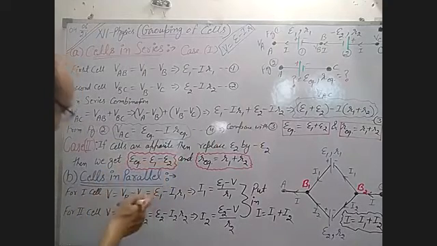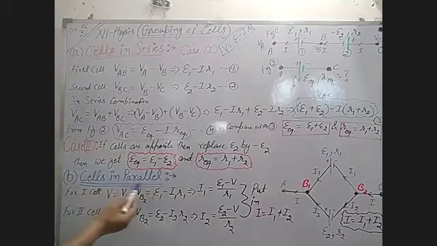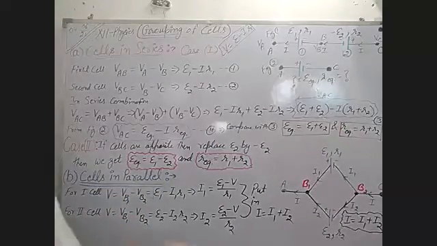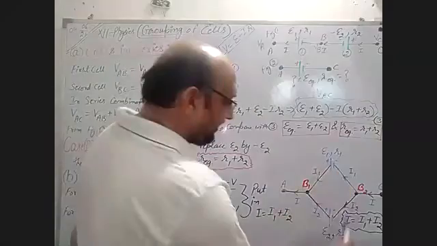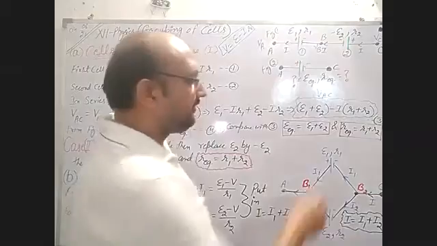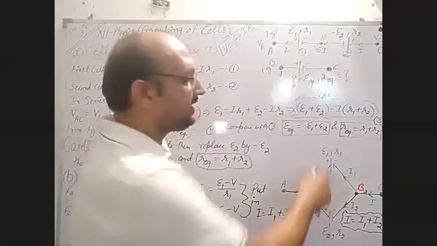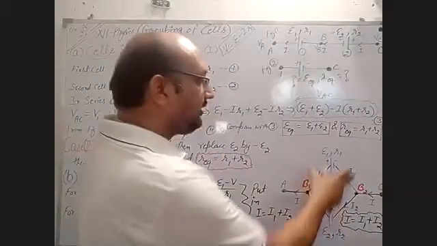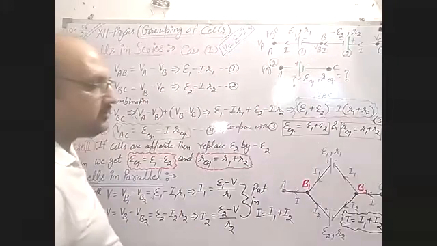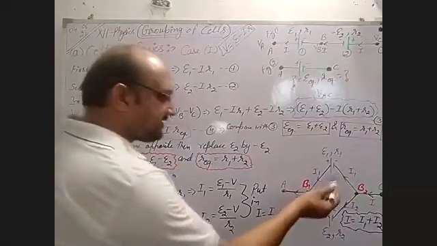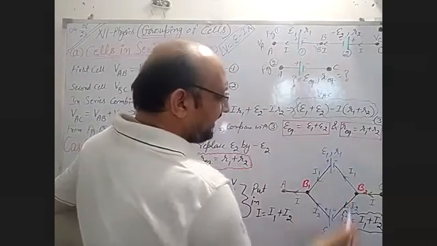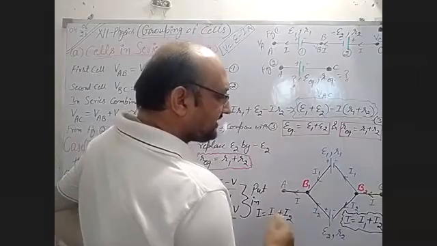Now the next case is cells in parallel. What happens when cells are connected in parallel in this way? Suppose this is E1, this is E2. If you want to take one opposite to the other, you can take this situation also after doing this topic. But let us take this diagram first. E1 and E2 are connected in parallel. R1 and R2 are the internal resistances.